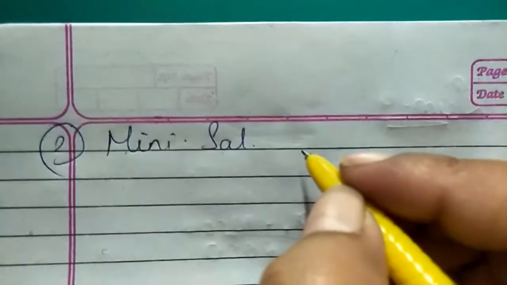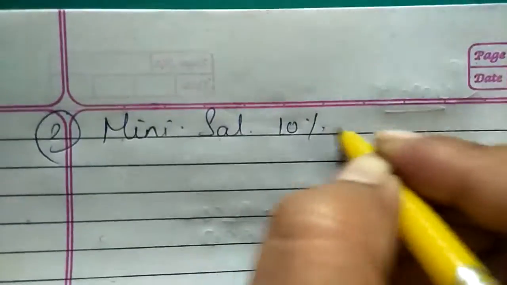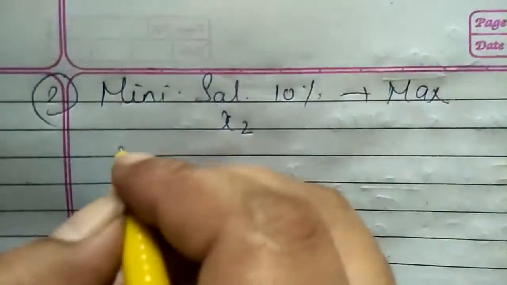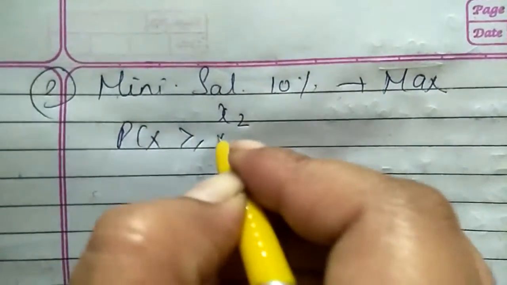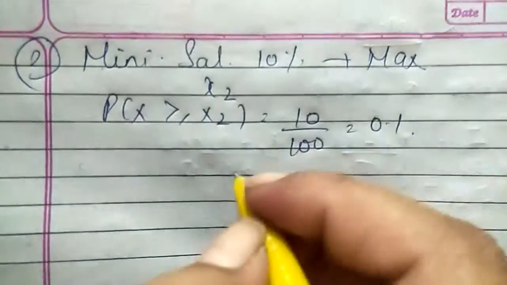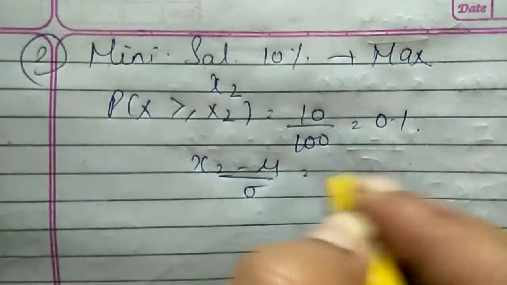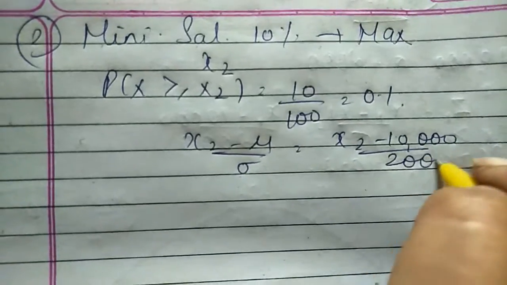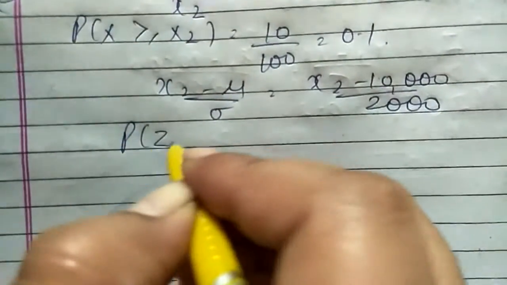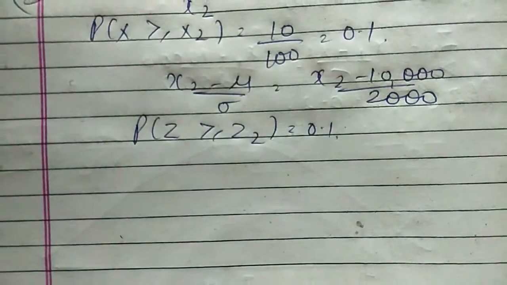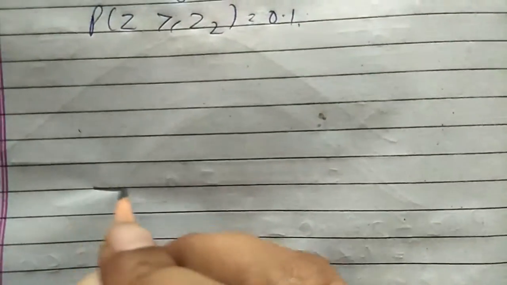minimum salary of 10% of the workers having maximum salary. Okay, so that means maximum salary, we will assume it as x2. So P(X more than or equal to x2) is equal to 10 upon 100, that is 0.1. So z2 is (x2 minus mu) upon delta, that is (x2 minus 10,000) upon 2000. So the value of P(Z more than or equal to z2) is 0.1. So now we will make the diagram for the same.